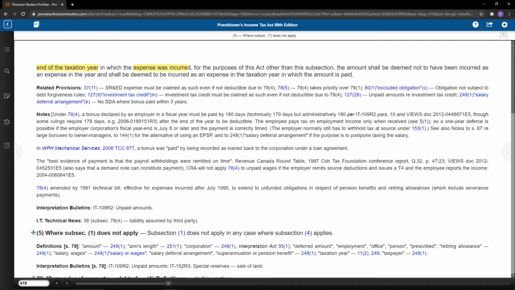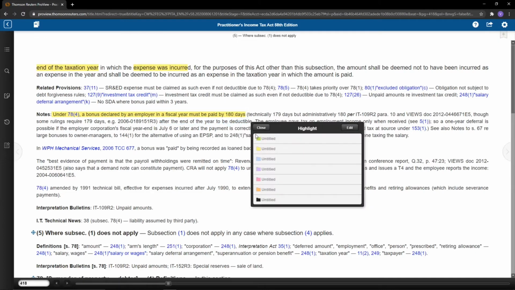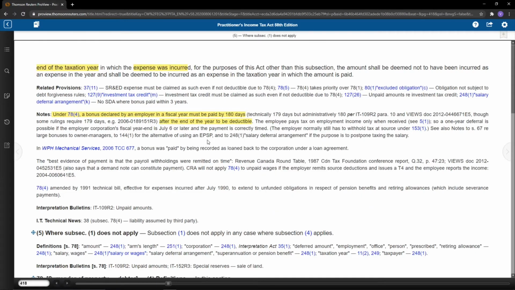The notes here are quite helpful. It basically explains that under 78.4, a bonus declared by the employer in a fiscal year must be paid by 180 days after the end of the year to be deductible. Okay. Referring to after the end of the employer's fiscal year.